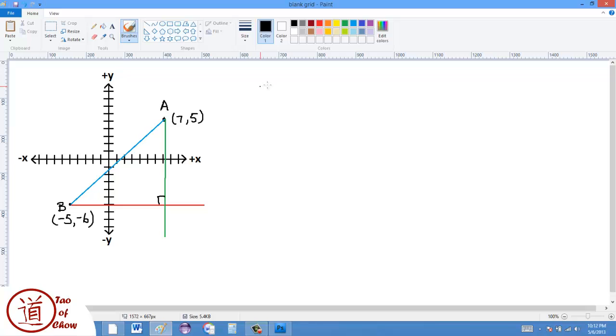So if I take the average here, I want to find the midpoint of y. I'll call that y mid, which is equal to the average of Ay and By, which is Ay plus By divided by 2. Now Ay is 5, By is negative 6. So 5 plus negative 6 divided by 2, and we get negative 1/2. So the midpoint y is at negative 1/2.